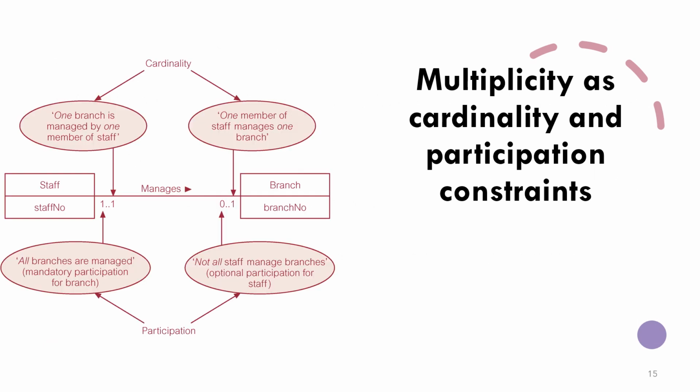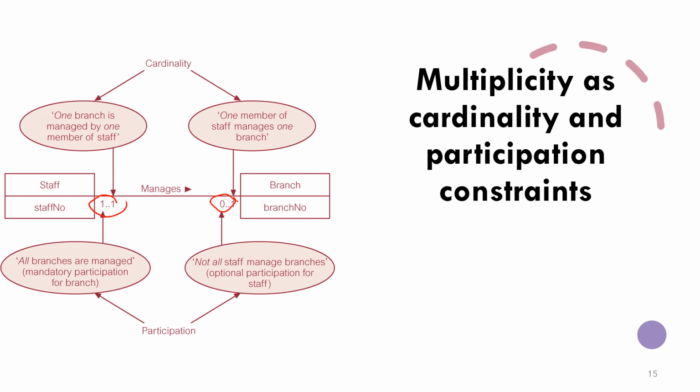Okay. Multiplicity as cardinality and participation constraint. So this is an example. This is a class Staff, and this is a class Branch. Staff manage branch. Branch is managed by the staff. This is a cardinality. One branch is managed by one member of staff, and one member of staff manages one branch. So this is the cardinality.